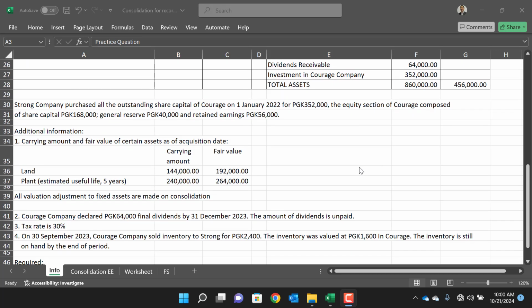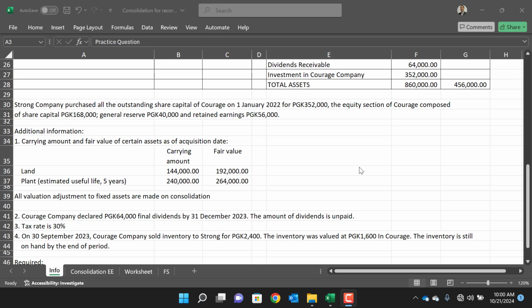In this case, we have land and plant, which have carrying amount and fair value. As you can see here, land has a carrying amount of 144 and a fair value of 192. With plant, we have 240, and the fair value is 264. It says here that all valuation adjustments to fixed assets are made on consolidation.